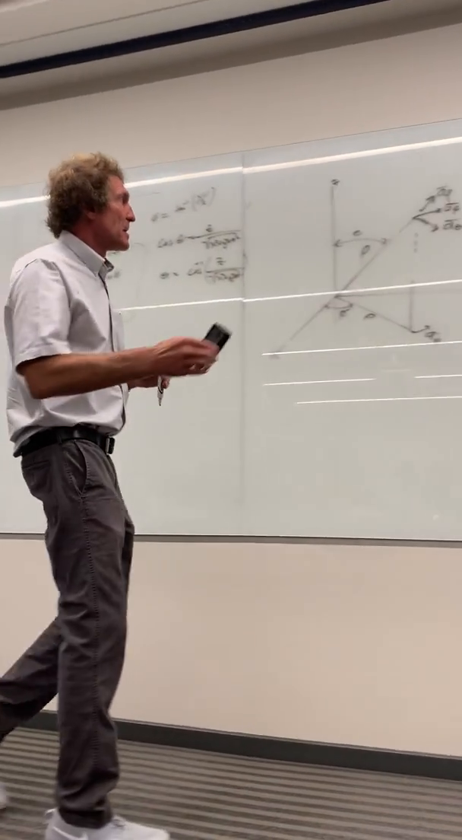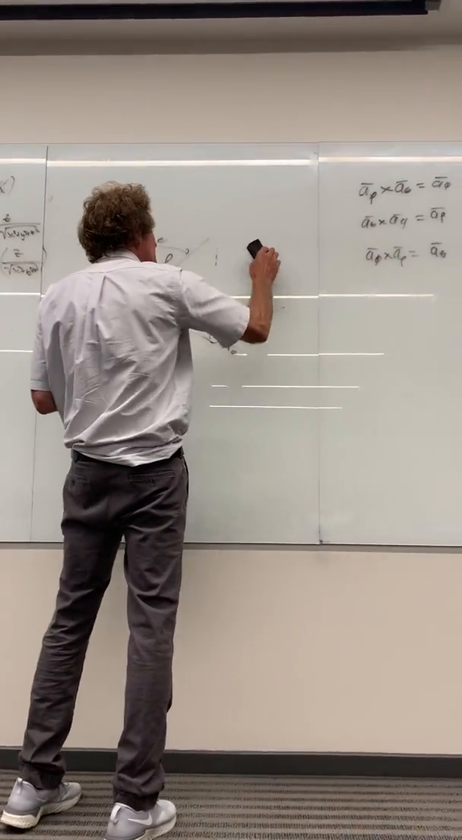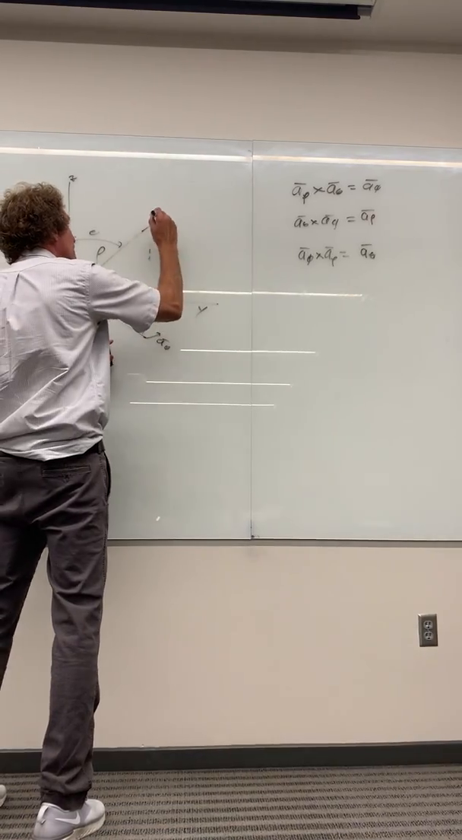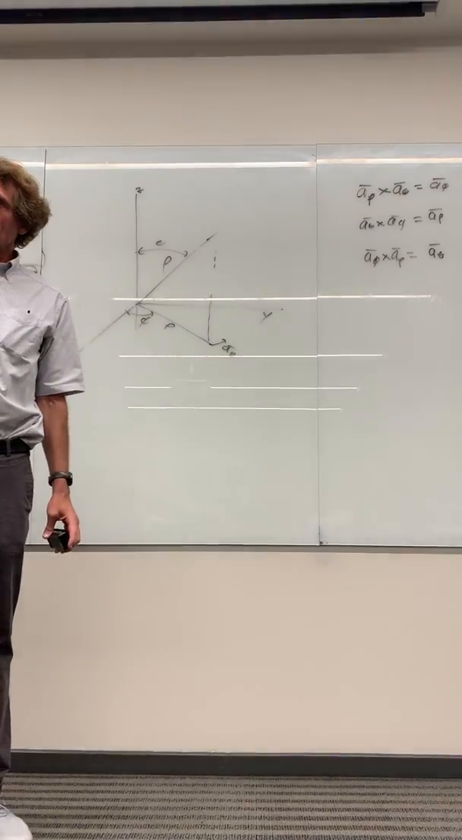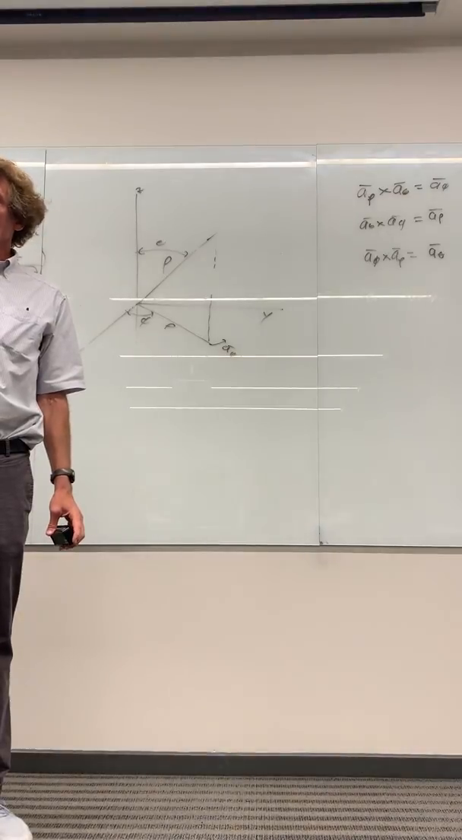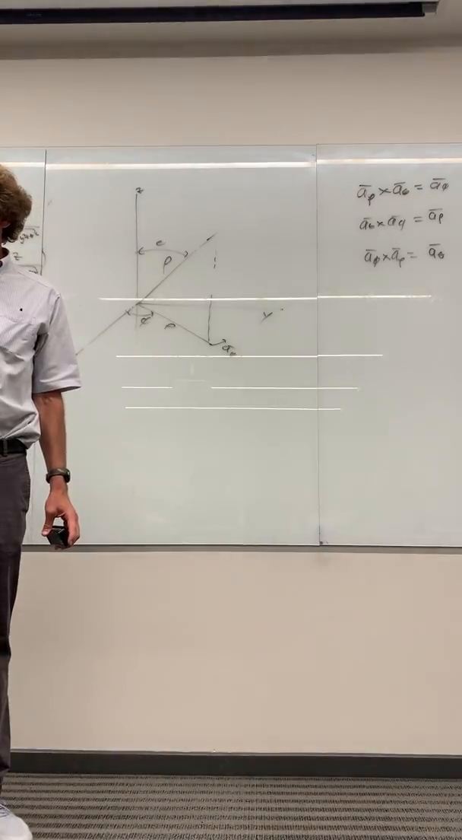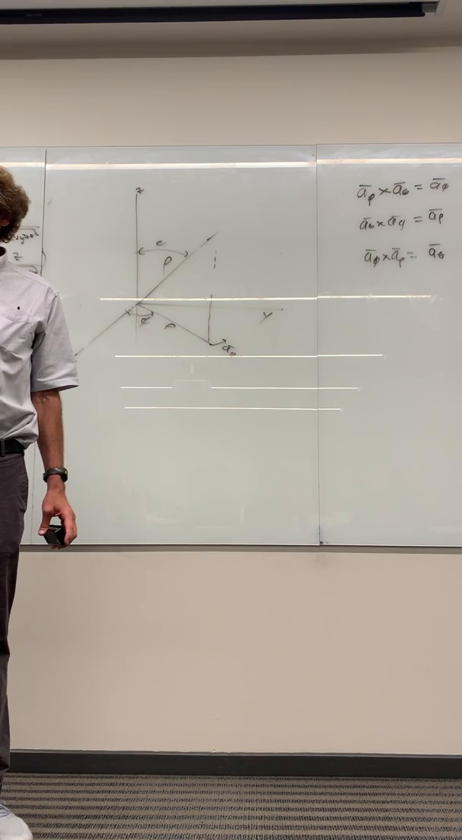Try to appreciate all these differential surfaces have to do with differential distances. In our case, differential distance d rho, differential distance rho times d phi, and another one, r d theta, and that's going to be in the theta direction.